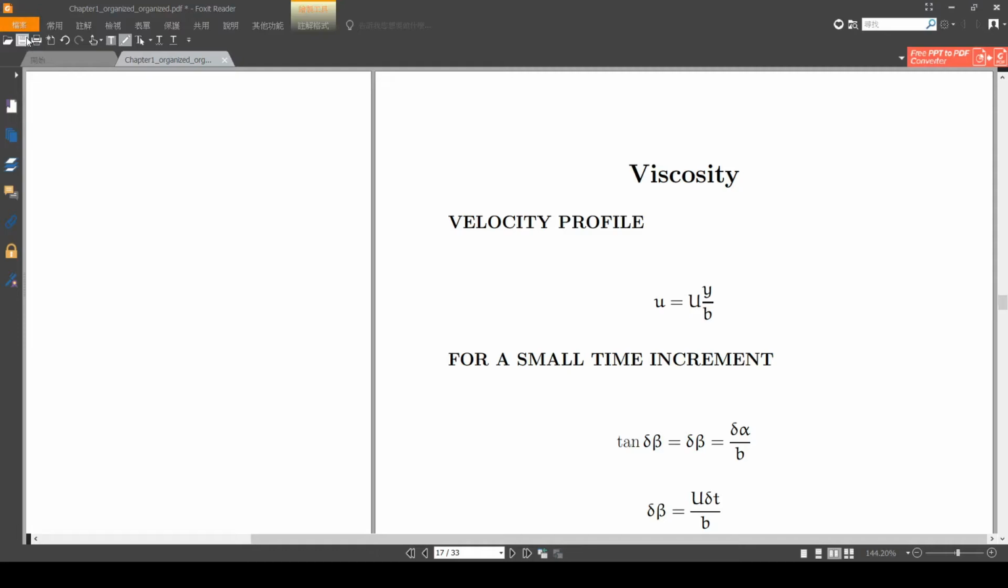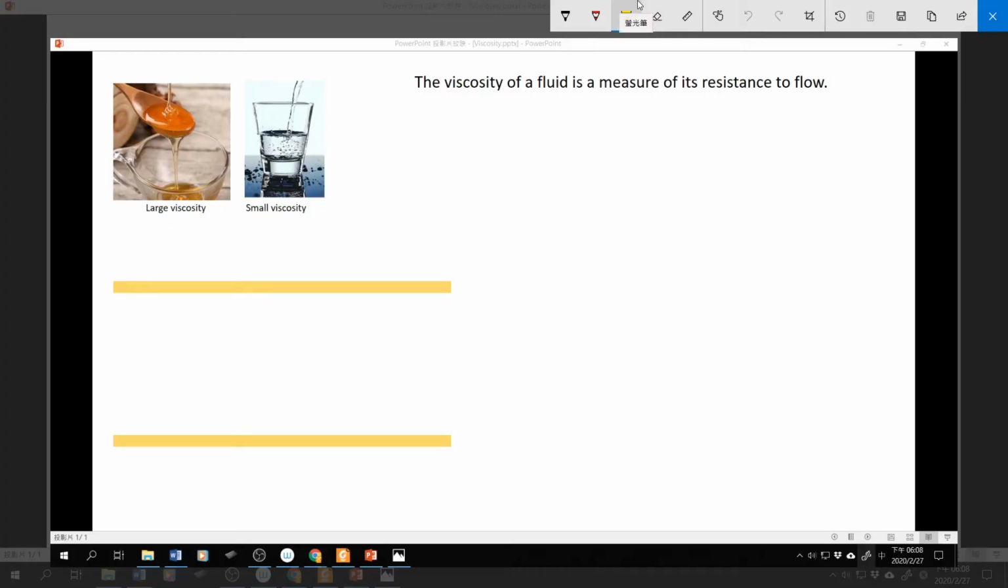Next is the viscosity. Viscosity is very important. Probably this is the first time you heard about this, so we will spend more time on this part. Now let's talk about the viscosity. Viscosity in Chinese is called 粘滞性. It is the resistance of a fluid to flow.